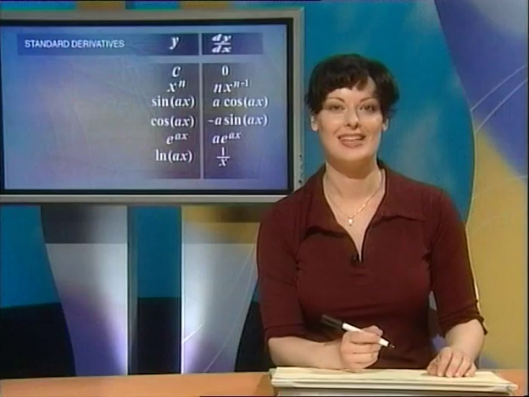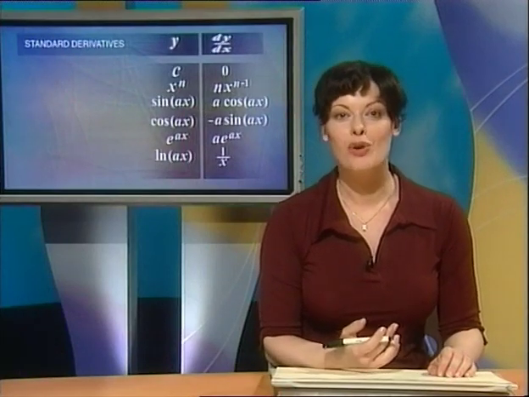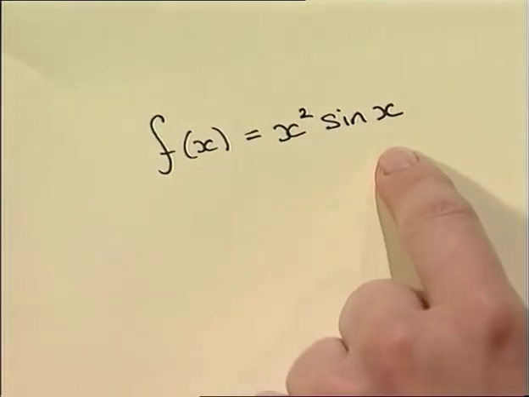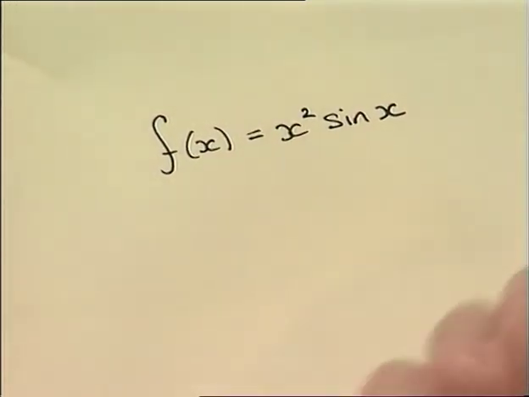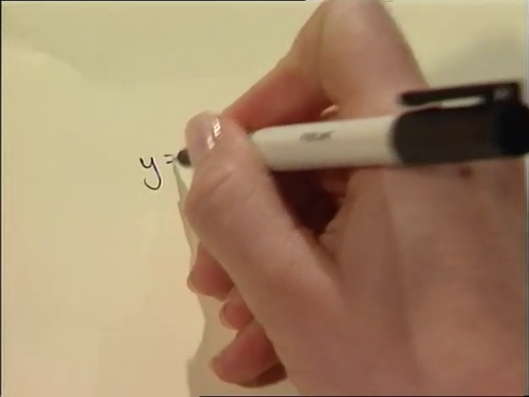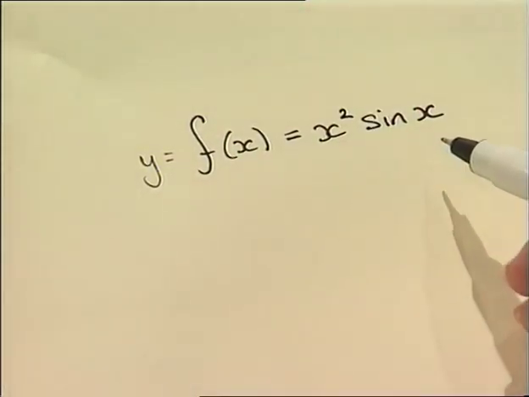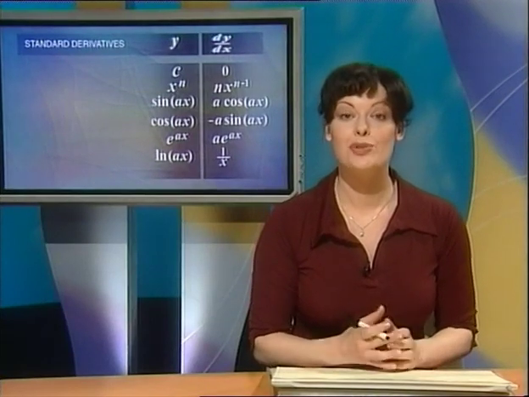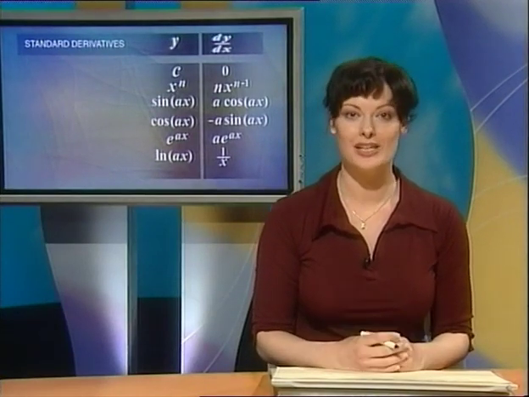Now I want to find the derivative of f of x equals x squared sine x. I'm going to work in Leibniz notation where f of x is y. Well, that gives me y is x squared sine x, which is a product of 2 functions of x. So I need to use the product rule for differentiation to solve this.